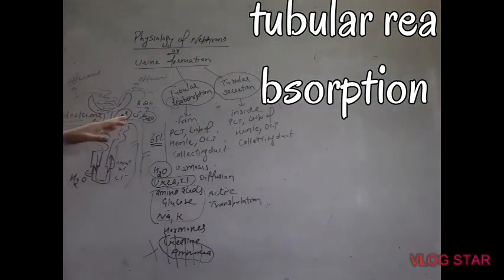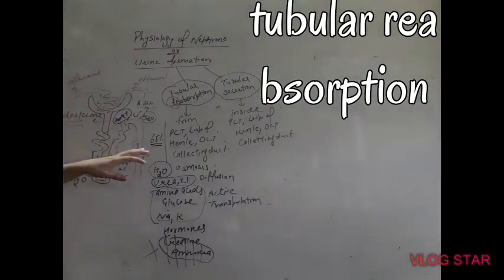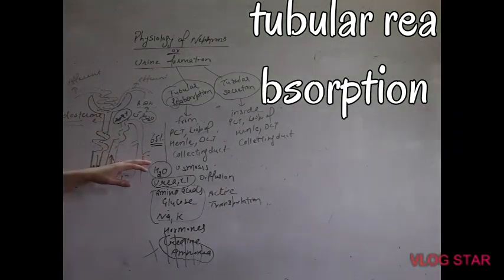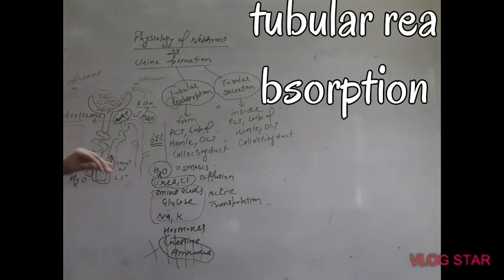So reabsorption of all these three substances takes place in the DCT, and the next step of reabsorption takes place in the collecting duct, where urea, water and sodium chloride ions are again reabsorbed. The next step is tubular secretion. Before moving on to the next step, you have to study concentration difference.